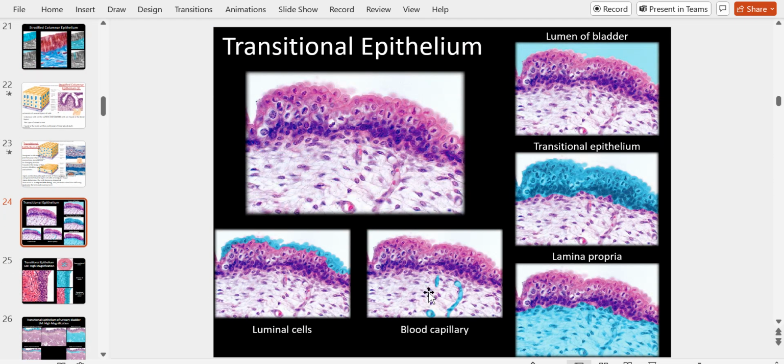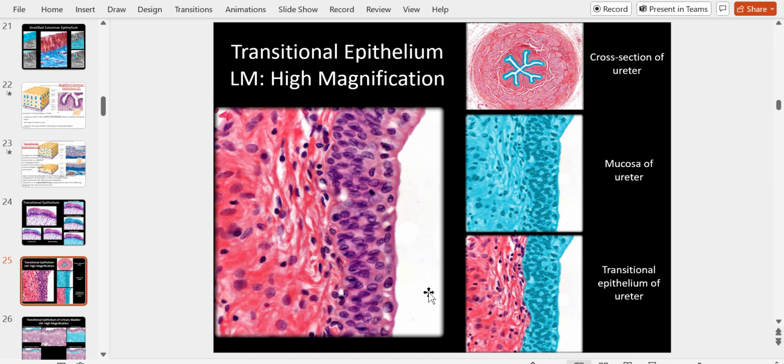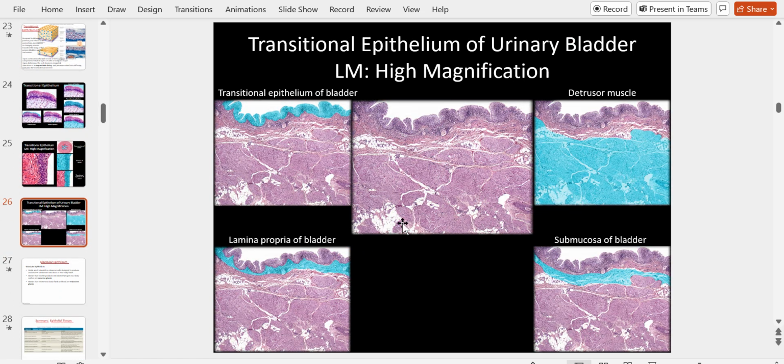And nice electron micrograph there of the transitional epithelium. More of it there. Okay, pause the video and have a look. Here's your cross section there of the ureter itself. Okay, mucosa there of the ureter and transitional epithelium of the ureter. So transitional epithelium in the ureter as well as the bladder. Okay, there it is right there. You'll see it. Okay, stretchy cells.